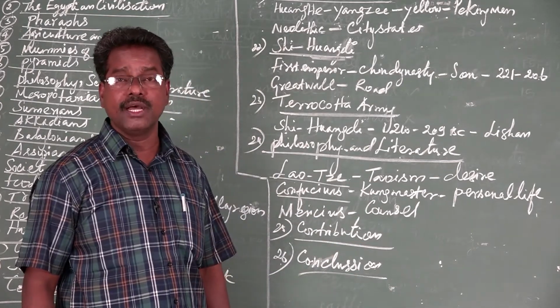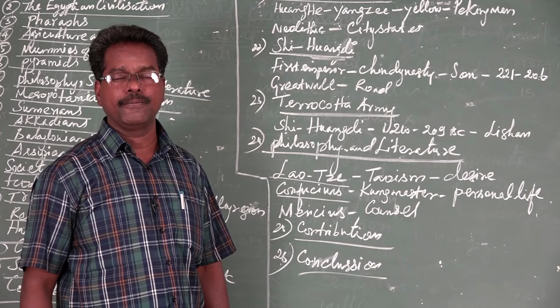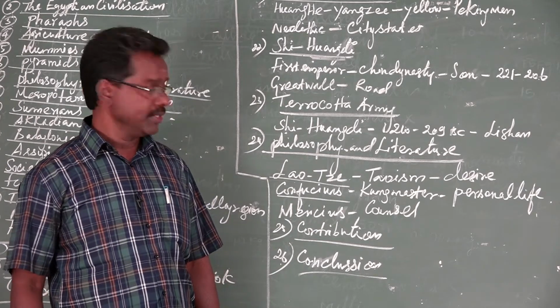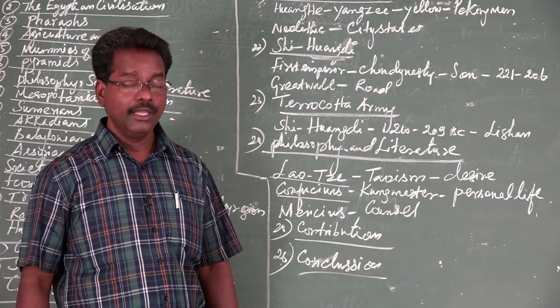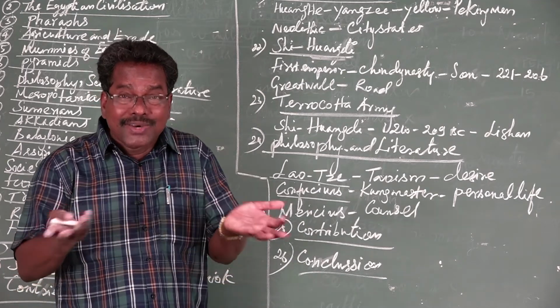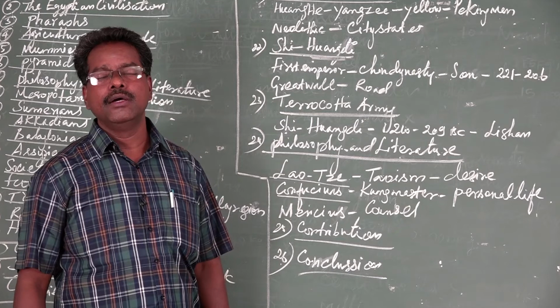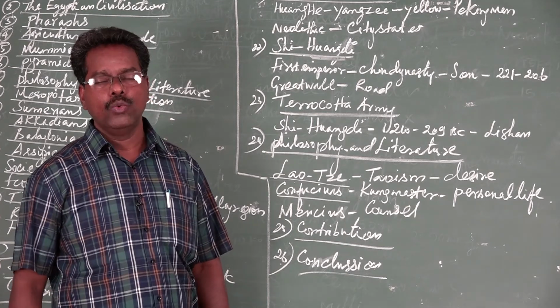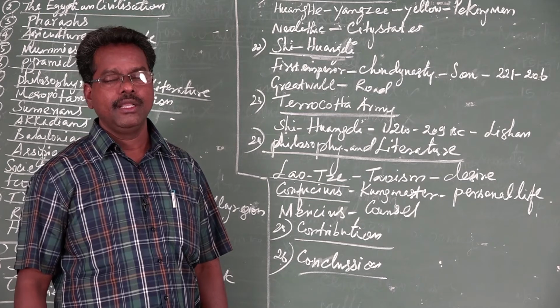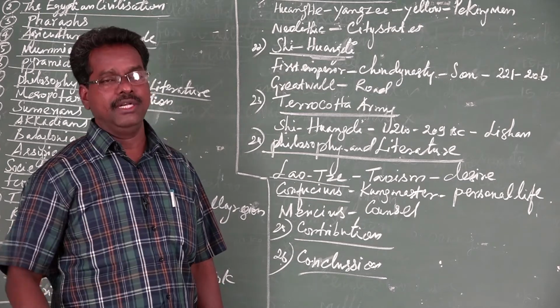Confucius also was another very important Chinese poet, philosopher and social reformer. His name is called Kung Master. He insisted on cultivation of one's personal life. Once the personal life is cultivated, family life is regulated. Once the family life is regulated, national life is regulated.